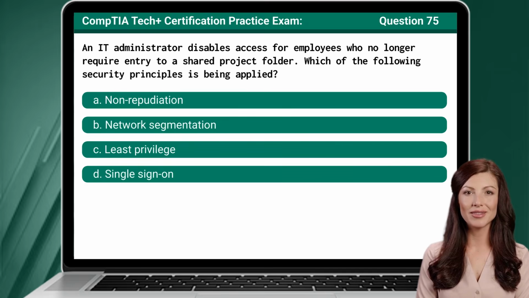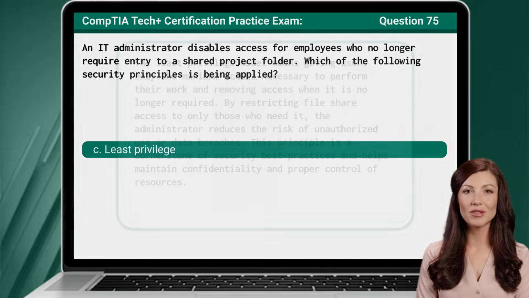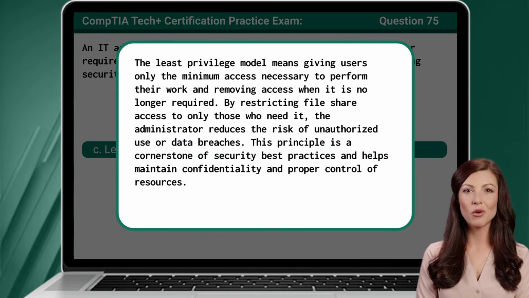The answer is C. Least privilege. The least privilege model means giving users only the minimum access necessary to perform their work and removing access when it is no longer required. By restricting file share access to only those who need it, the administrator reduces the risk of unauthorized use or data breaches. This principle is a cornerstone of security best practices and helps maintain confidentiality and proper control of resources.